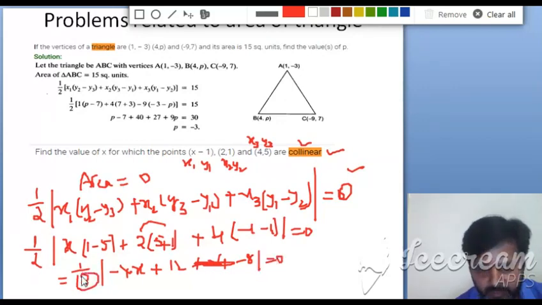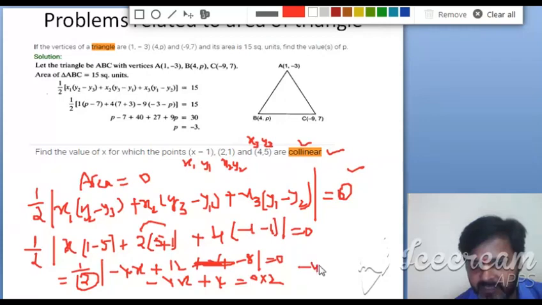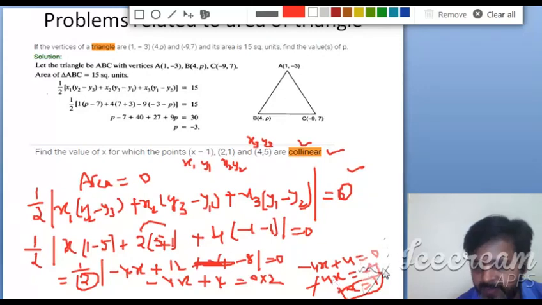When division goes to the other side, it will become multiplication. Minus 4x plus 4 is equal to 0 times 2. So minus 4x plus 4 is equal to 0. Minus 4x is equal to minus 4. So the x value will become 1. Minus minus gets cancelled. When multiplication goes to the other side, it will become division. 4 by 4 is 1. So the value of x is 1.